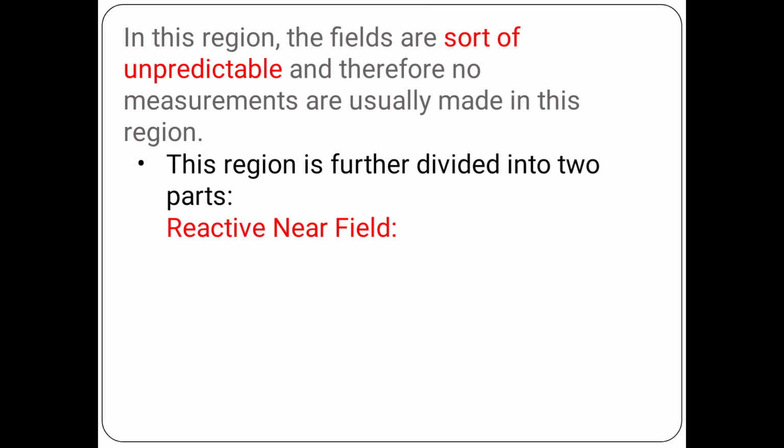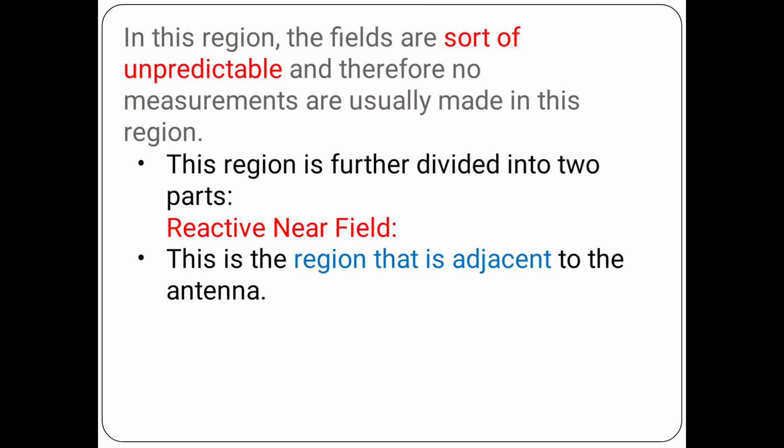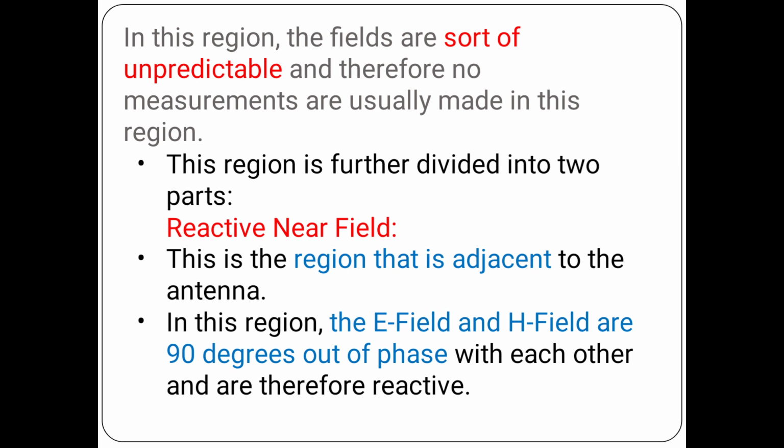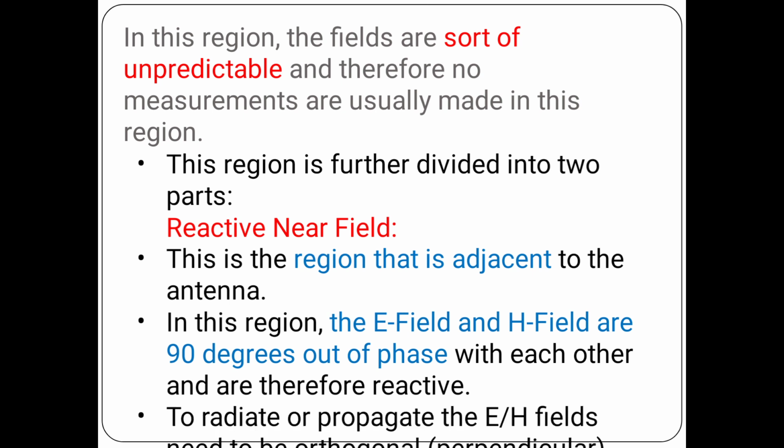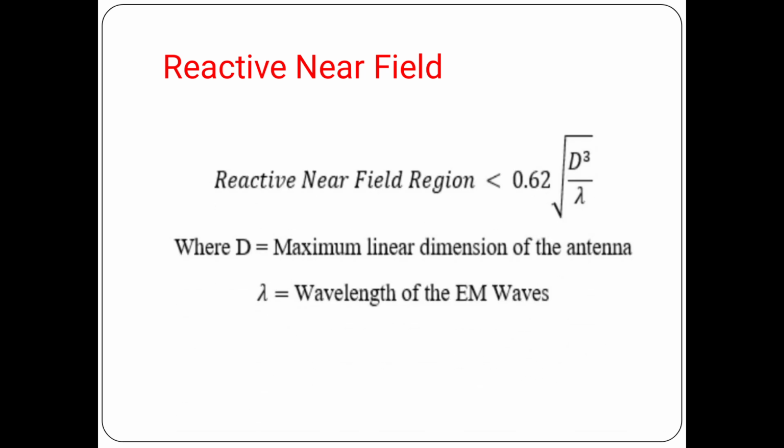This region is classified into two parts. Reactive near field. This is the region adjacent to the antenna. In this region, E field and H field are 90 degrees out of phase with each other and therefore reactive. To radiate or propagate, the E and H fields need to be orthogonal or perpendicular. Reactive near field is less than 0.62 times the square root of d³ by λ, where d is the maximum linear dimension of an antenna and λ is the wavelength of EM waves.